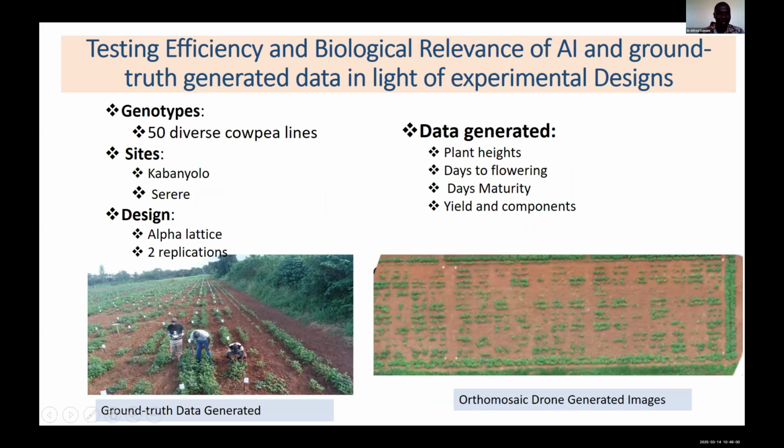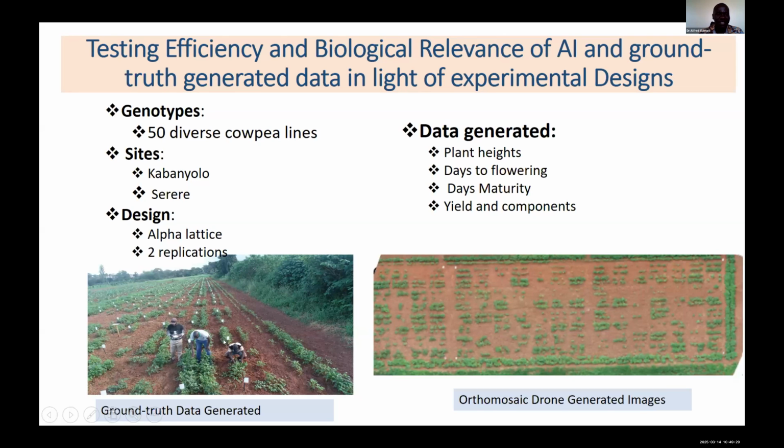Gibson just discussed. So for this particular experiment, we used 50 diverse cowpea lines that represent some bit of global diversity. And so we established this trial at 2 sites, and then we planted it using alpha lattice with 2 replications. And so the data that we generated, both using the AI and ground truth, were plant height, days to flowering, days to maturity, and yield.